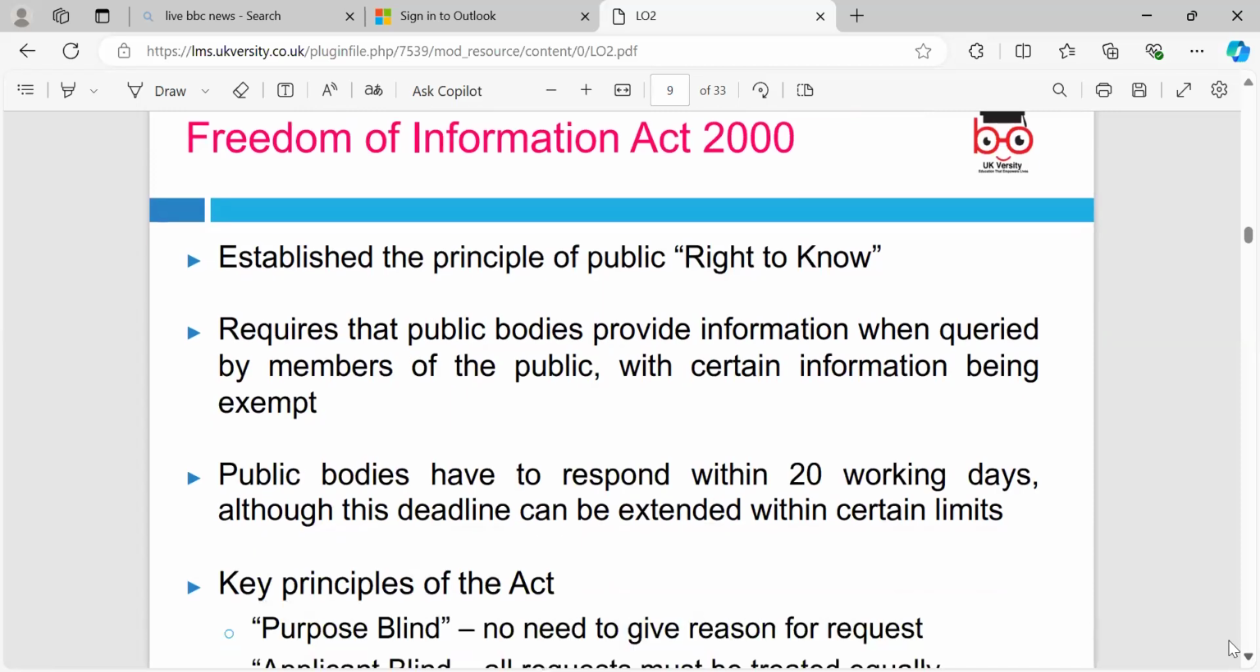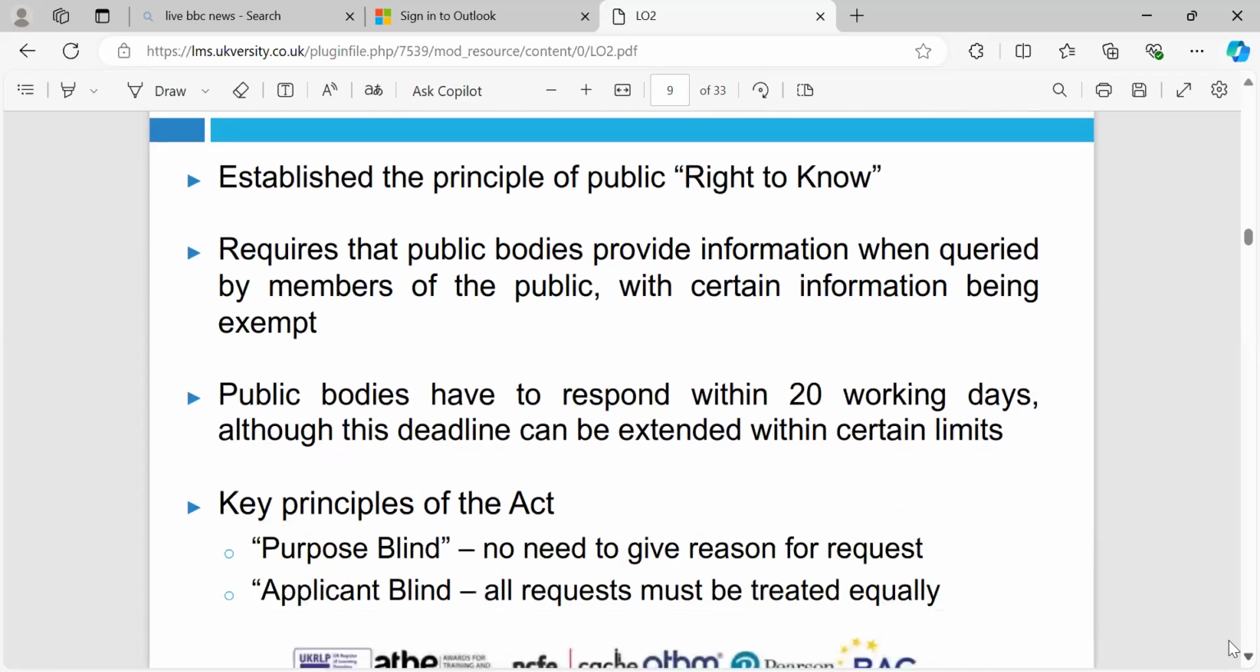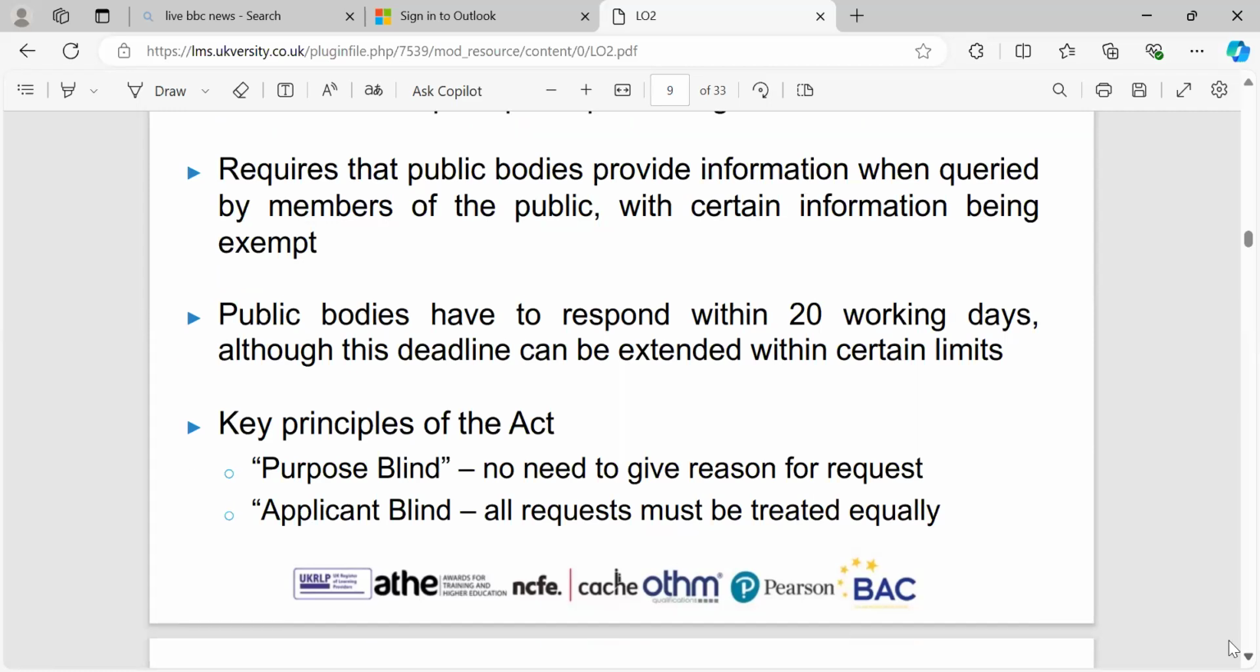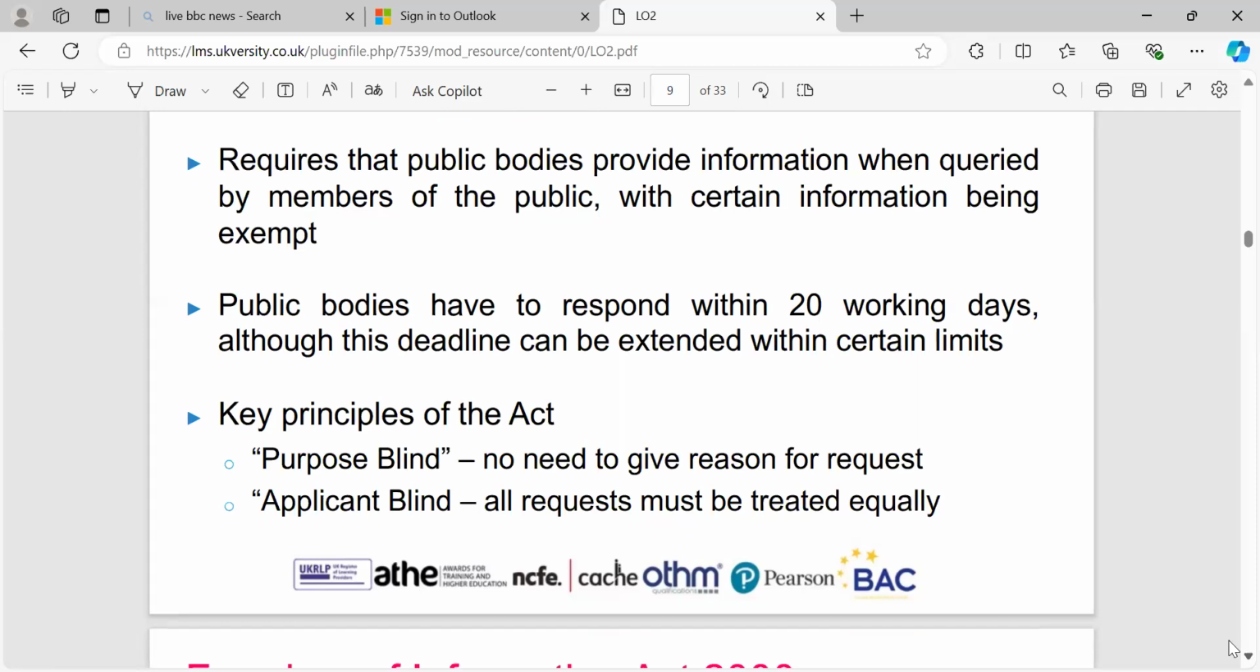Okay, public bodies must respond within 20 working days, although this deadline can be extended within certain limits. It can be up to 40 days as well. The key principles are purpose blind, no need to give reasons for requests, and applicant blind, all requests must be treated equally.